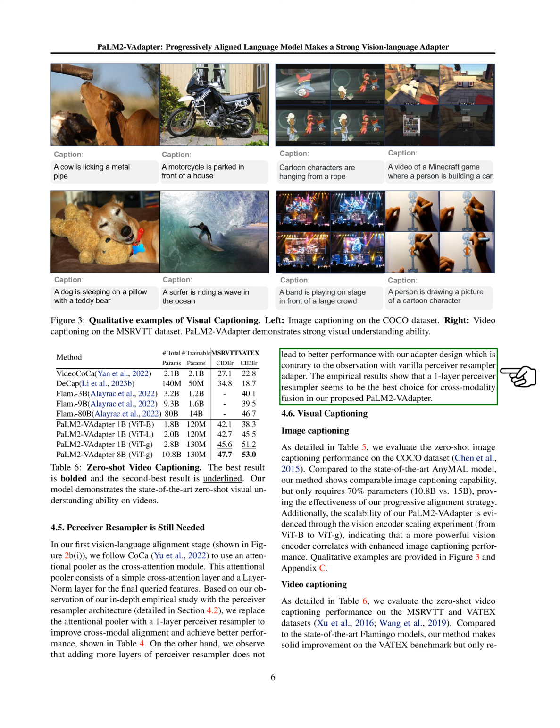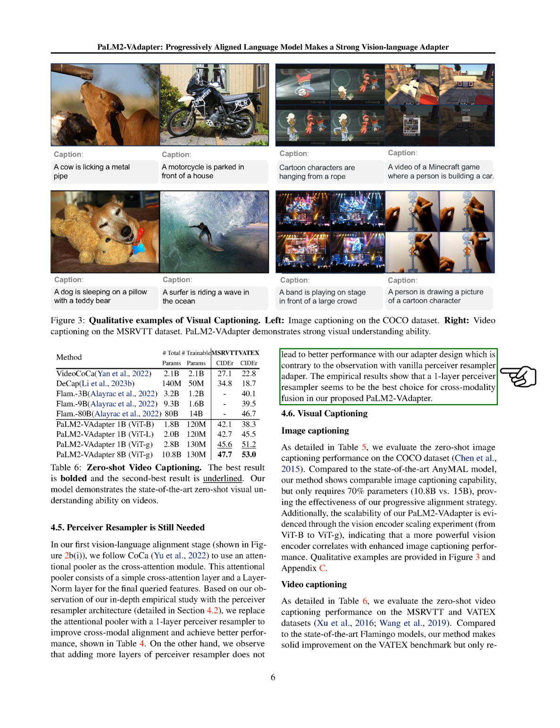In terms of visual captioning, our method showcases competitive image captioning capabilities on the COCO dataset, requiring significantly fewer parameters compared to the state-of-the-art model. This underscores the efficiency of our progressive training strategy. Furthermore, our model's scalability is evident from the vision encoder scaling experiment, indicating that a more potent vision encoder enhances image captioning performance. We provide qualitative examples to illustrate these points.